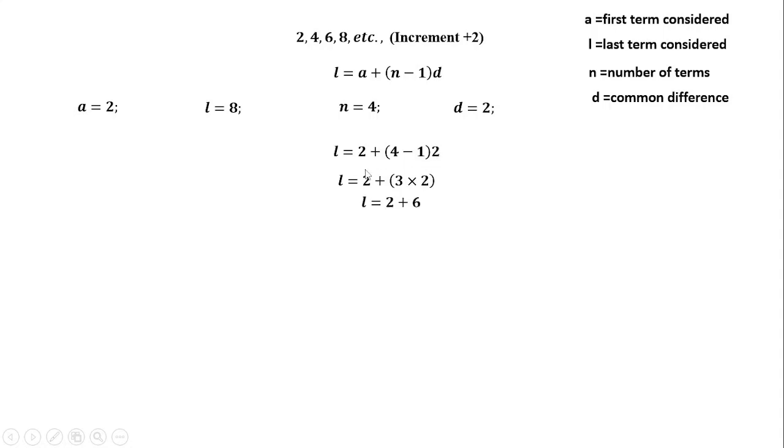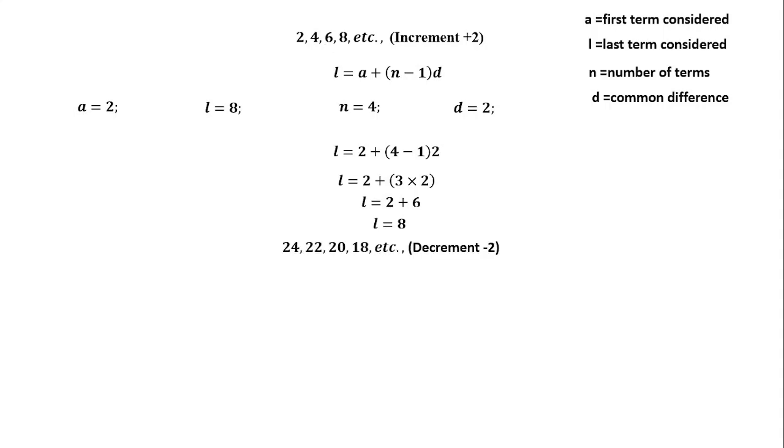Okay. After that I simplify further. L is equal to 2 plus 6, because 3 cross 2 is equal to 6. So L is equal to 2 plus 6, and then L is equal to 8. Here you check according to our sequence or progression. We have 2, 4, 6, 8. L is the last term considered. According to our sequence, we get the same value 8. So this is the formula to identify the last number or last term available in our sequence.